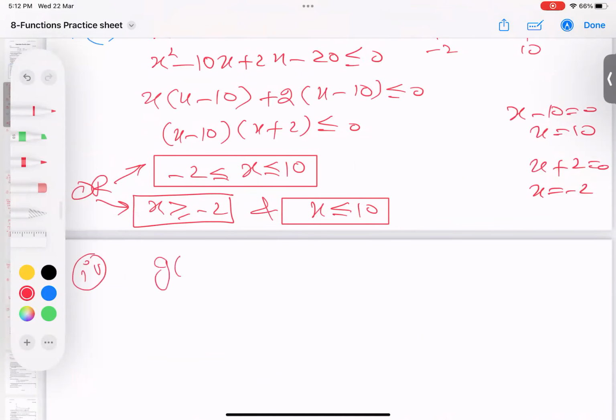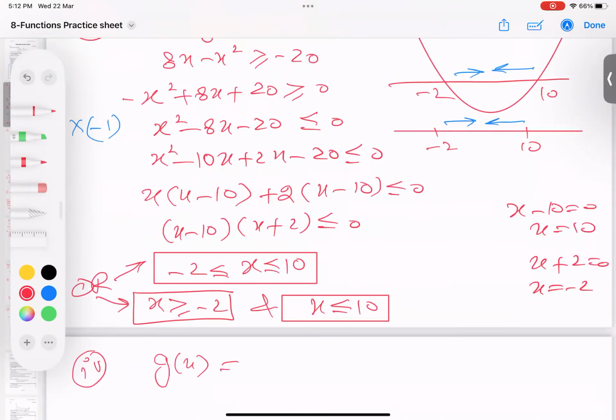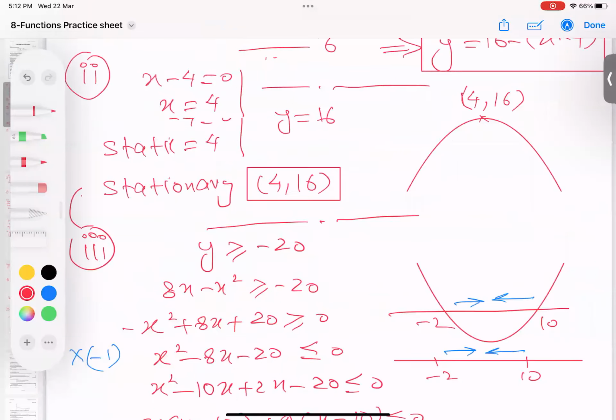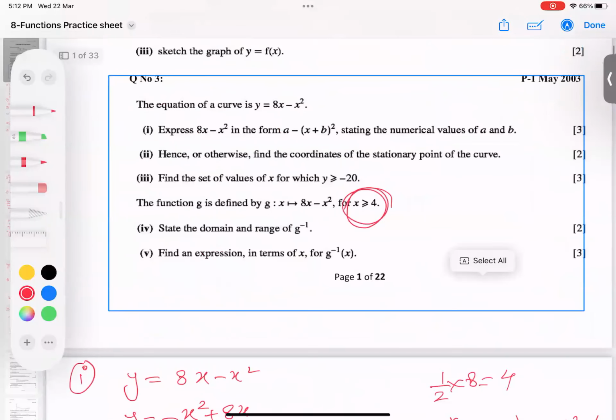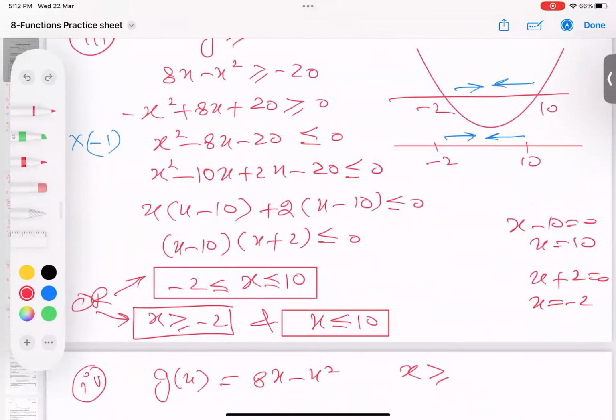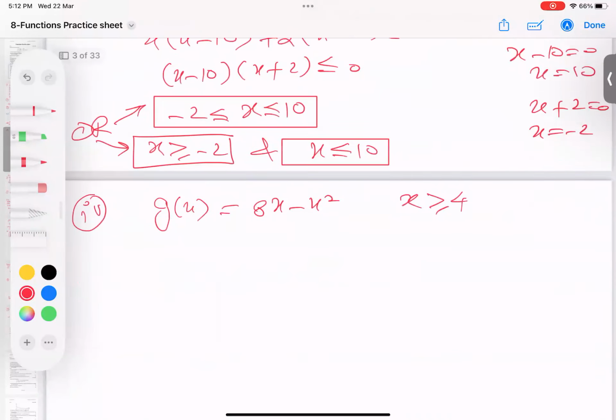So g of x is equal to what? Students, 8x minus x squared. And for your knowledge, what is the domain given by him? Check it, please. x is bigger than or equal to 4. Domain stands for x values. So x values start from 4 and go out.